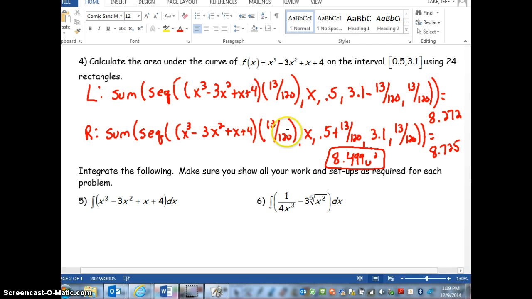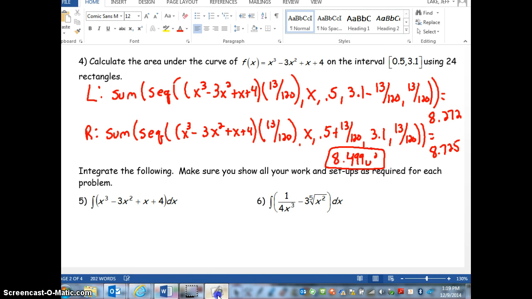Do the same thing with the right side, but this time it's 13 over 120, comma x, comma the start, the 0.5, plus the width, 13 over 120, comma the end, comma 13 over 120 again. That's your width. That gives you 8.725. Take the average of those two and you get 8.499.